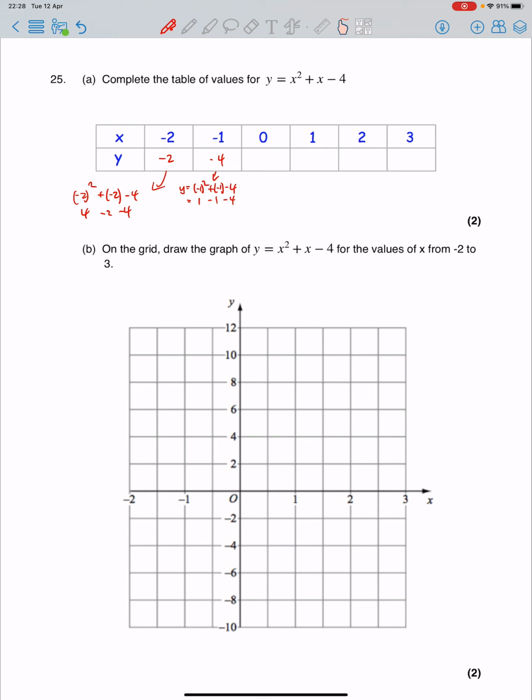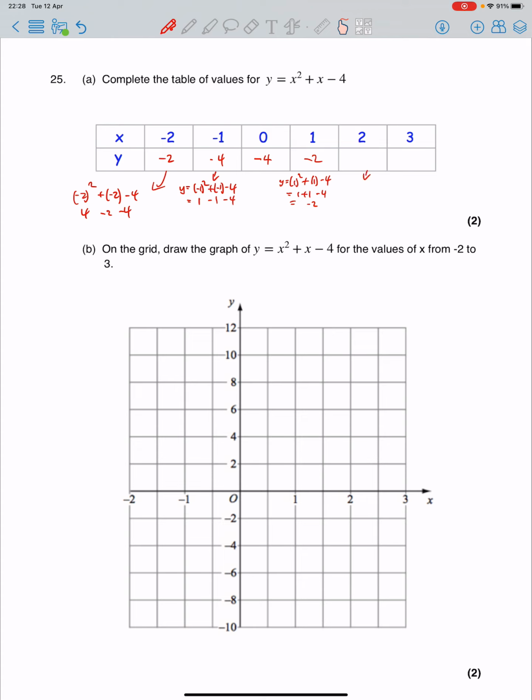When x is equal to 0, y is equal to minus 4. That one's a bit more straightforward, shall we say. And when x is equal to 1, we've got y equals 1 squared plus 1 minus 4, which is equal to 1 plus 1 minus 4, which is equal to minus 2. Notice the symmetry there. Looks like we're going in the right direction.